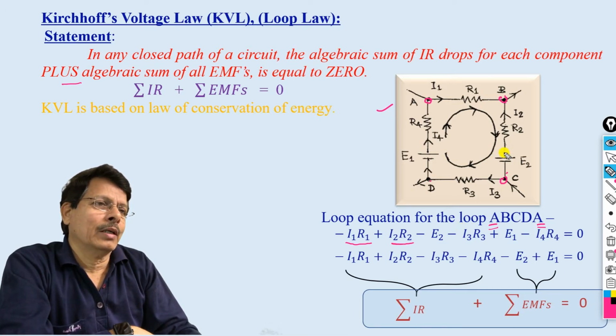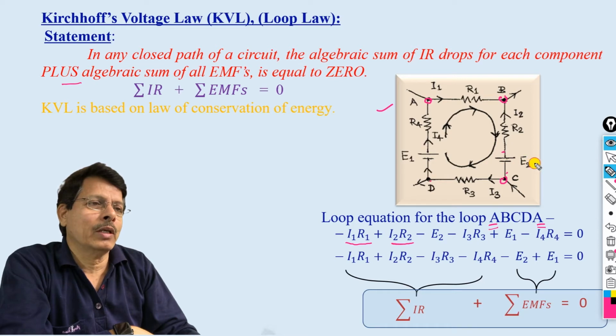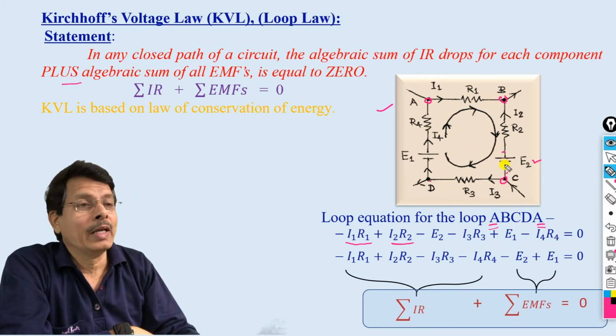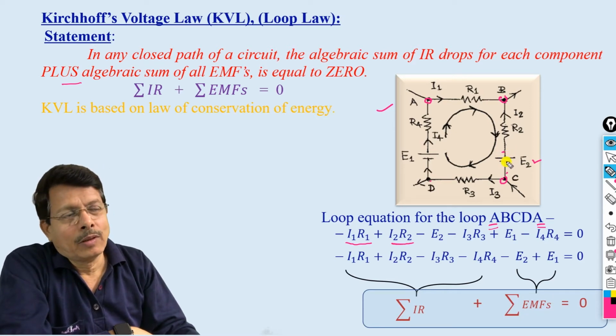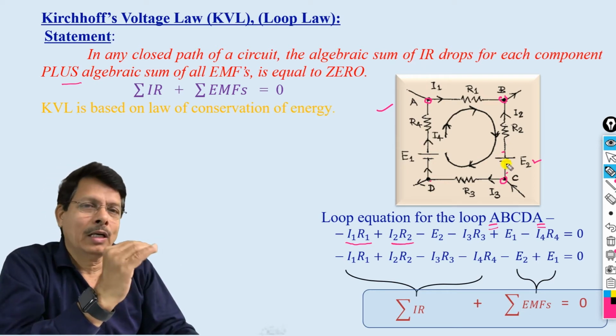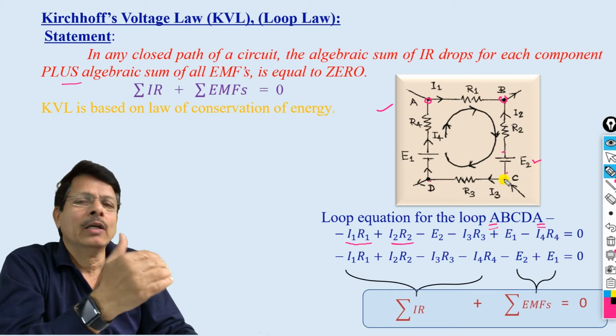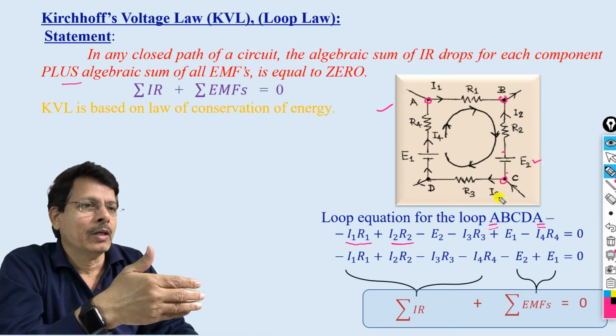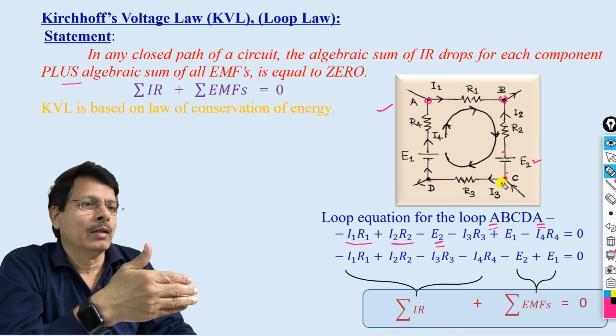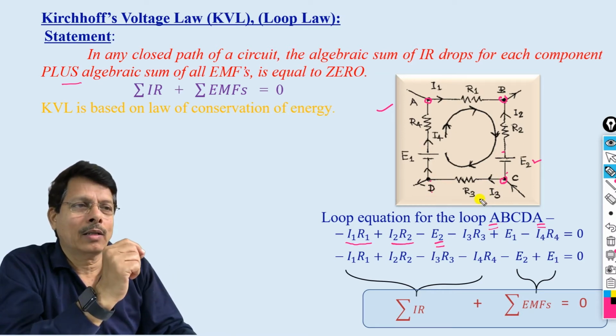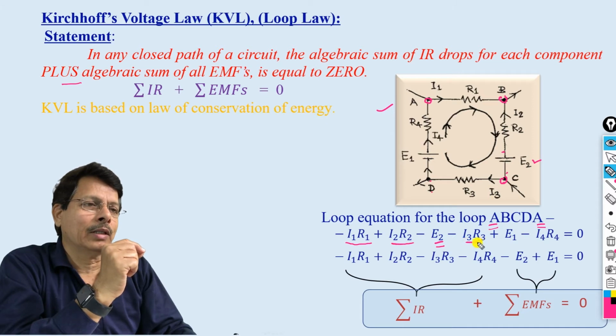As you come here, you will find that there is an EMF source E2, and as you are tracing the circuit in the clockwise direction, you are going from the positive terminal to the negative terminal. This is the EMF. As you go from the positive terminal to the negative terminal, there is a fall in potential, and a fall in potential should be taken with a negative sign. We shall see the sign convention later, and that's why this term. Then from C to D we have R3 and I3, so I have taken here I3 R3, and then we are going to A now, from D to A.